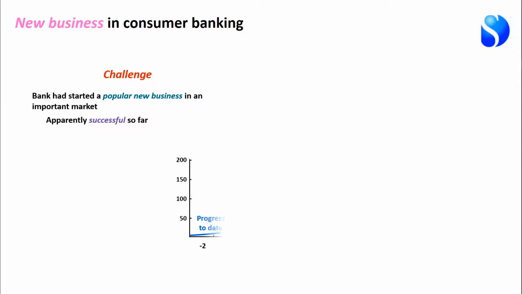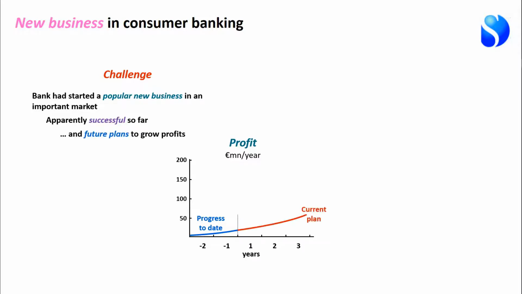Here's another challenge. This is a consumer bank starting a popular new business. This is actually providing expatriate banking services for people who've gone and lived in sunnier countries than they come from, but still want to use the bank from their home country. And it's been doing okay for the last 2 years. It has future plans to grow the profits, and this looks really pretty good. It's going to more than double profits over the next 2 to 3 years.